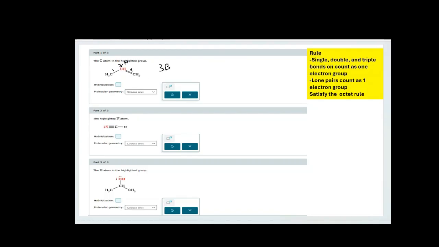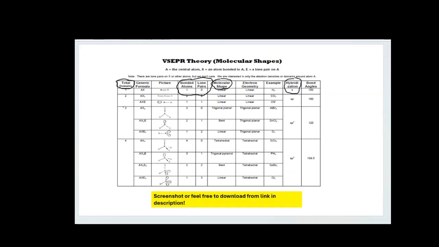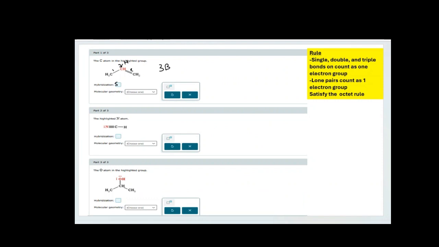And you go to your hybridization sheet right here. We know that it has 3 electron groups. So for hybridization, that's going to be sp2, highlighted here. sp2.